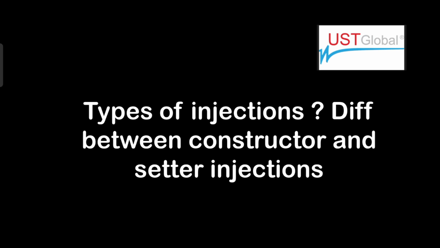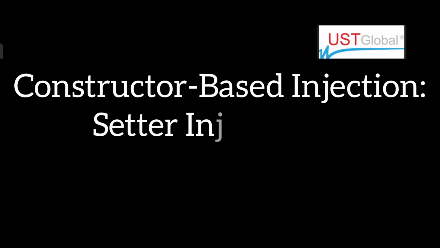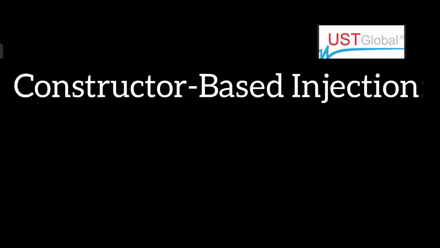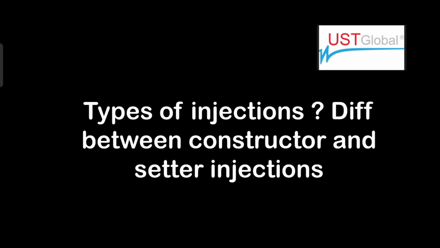So there are three types: constructor based injection, setter based injection, and property based injection. And coming to the difference between constructor and setter based, in constructor all the parameters that are required need to be passed, whereas with setters it's not mandatory that we write all the required things.